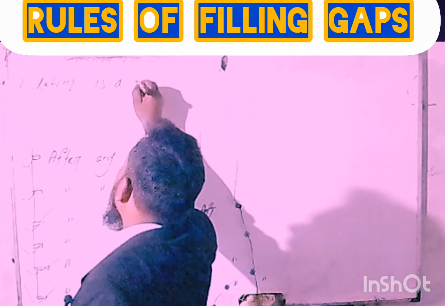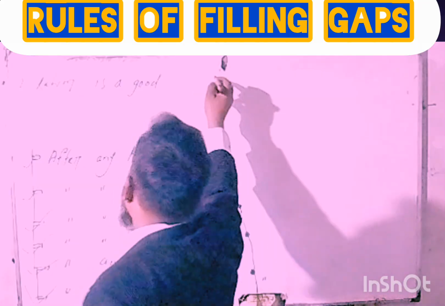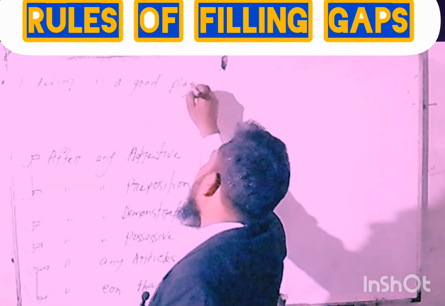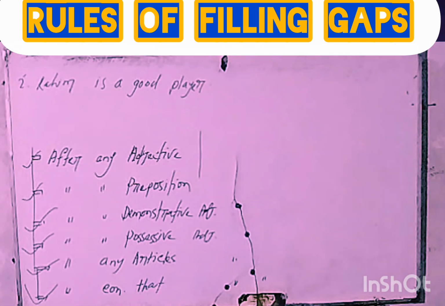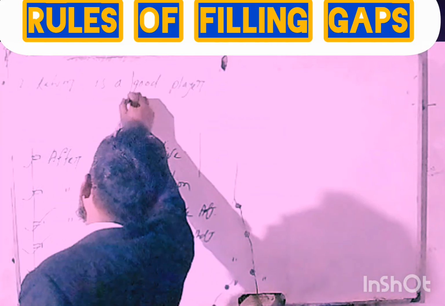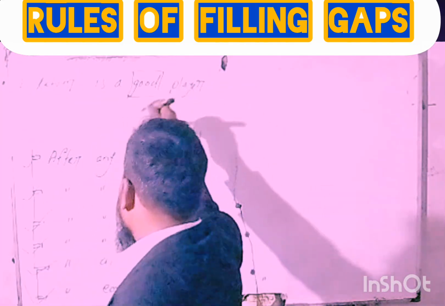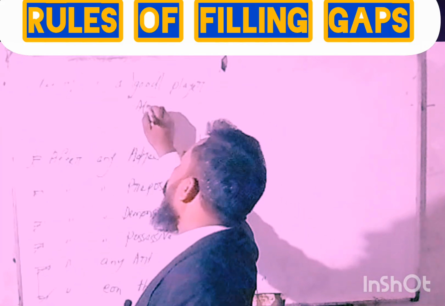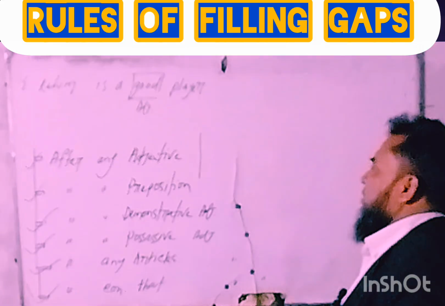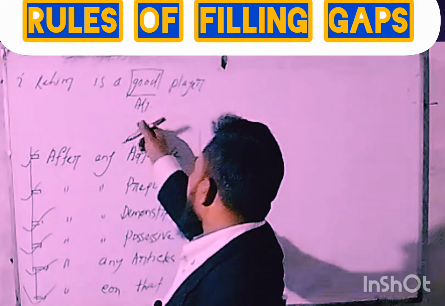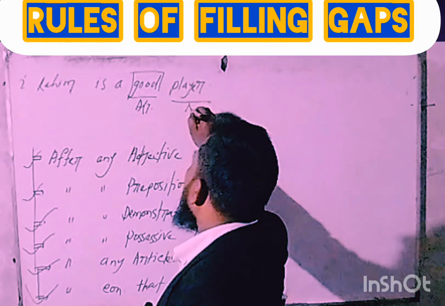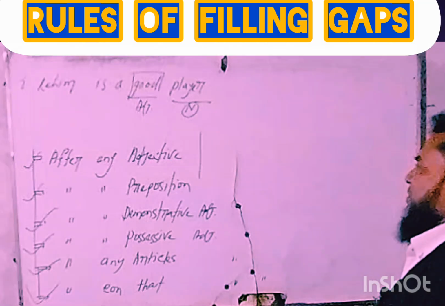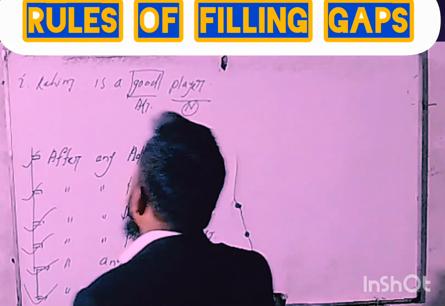Rohim is a good player. Okay, my dear learners, now try to find out the adjective of this statement. I know that, my dear learners, good is the adjective of this statement. It's, of course, an adjective. And you'll have to mind that if any word is used after an adjective in a sentence, of course, that word is a noun. Hope that you have understood clearly.